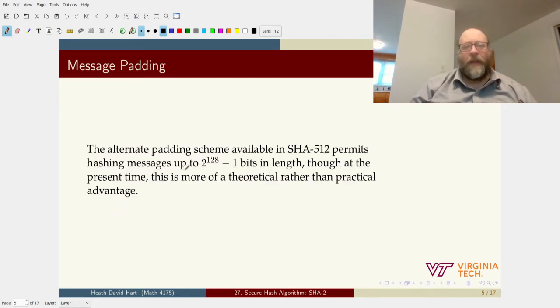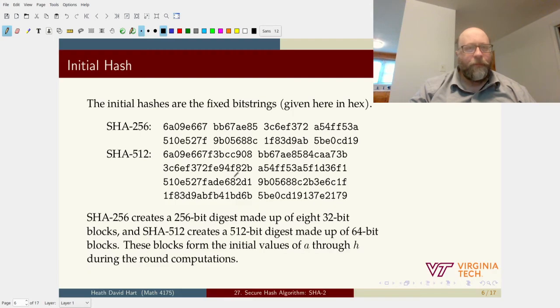That is, right now, more of a theoretical advantage than a practical advantage, because there are very, very few applications where we would ever have to create a digest for a message that's this long. This would be just enormous, but we have this available for future expansion.